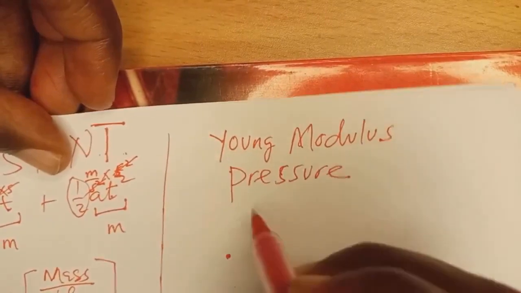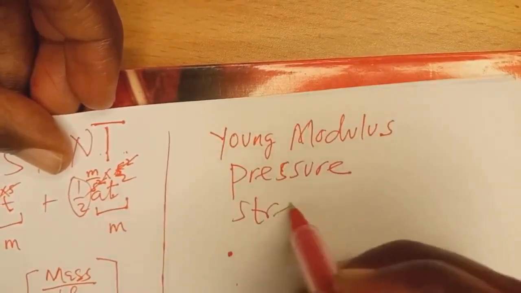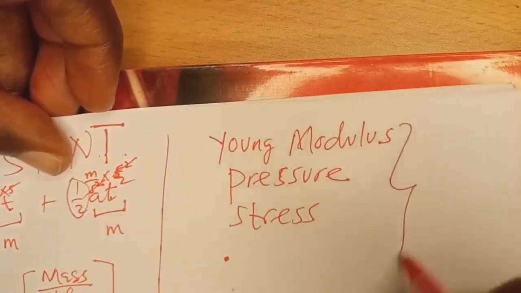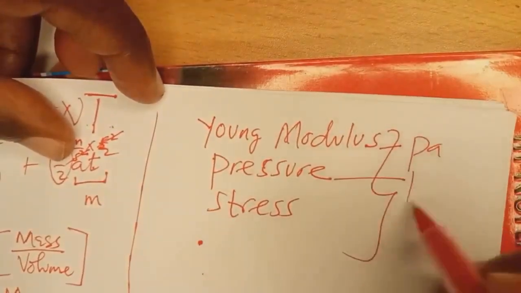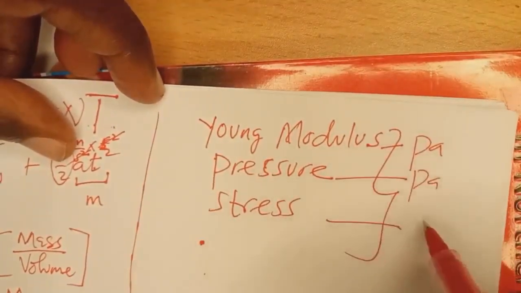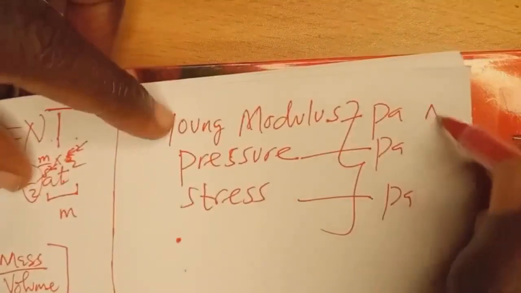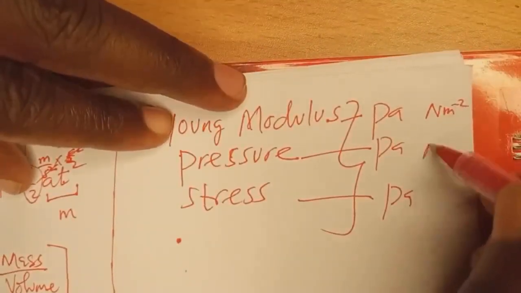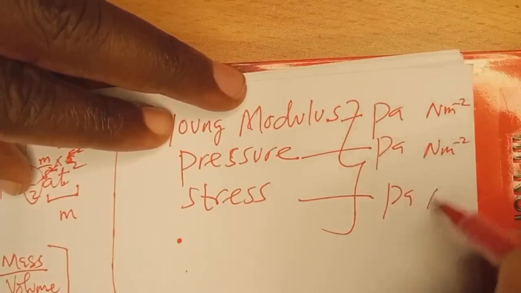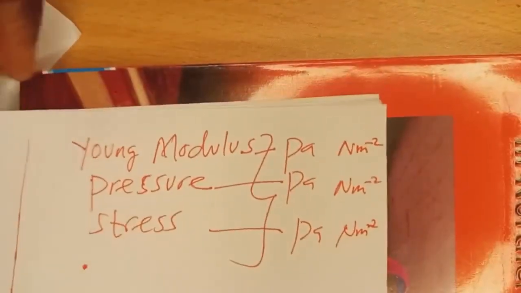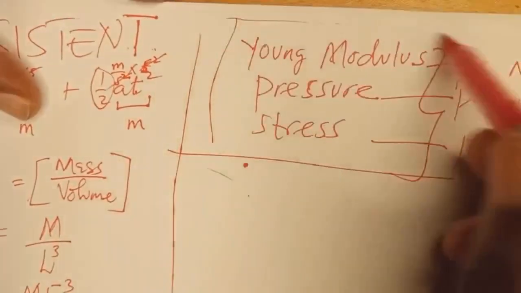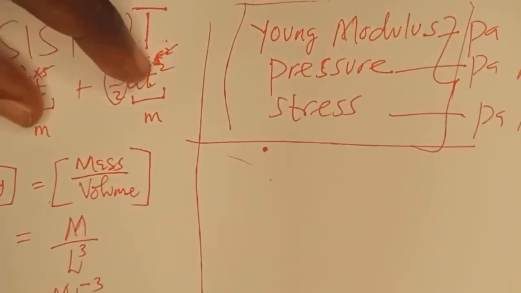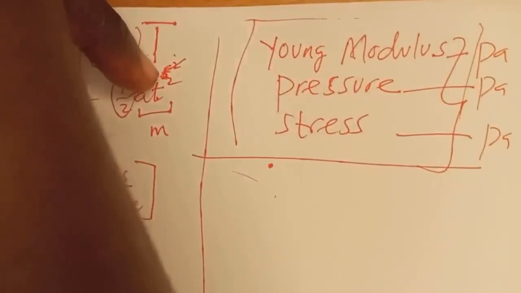Pressure. And the final one is stress. Don't forget, these three have the same dimension, and because of that they have the same unit. Each one is Pascal, or if you like, Newton per square meter. Okay, great. Don't forget this trio of physical quantities with the same SI unit.